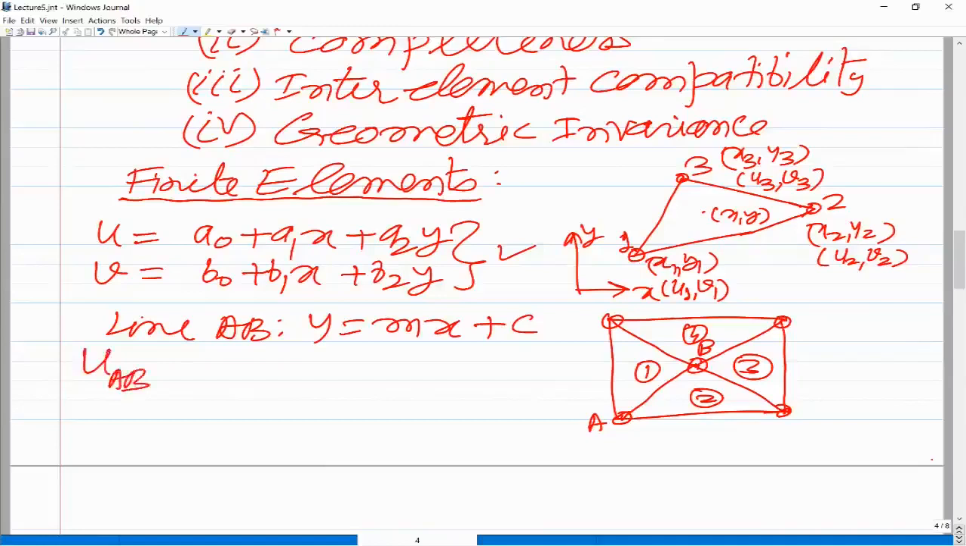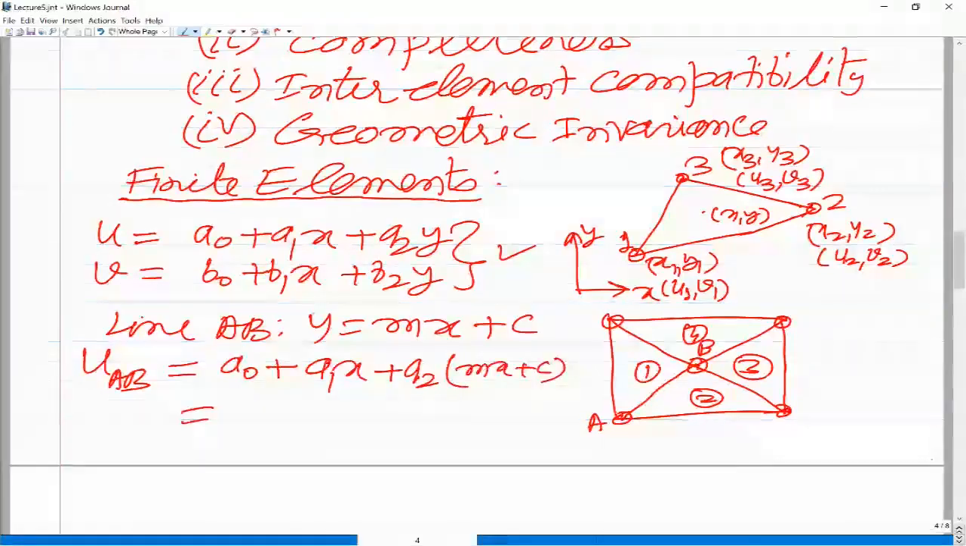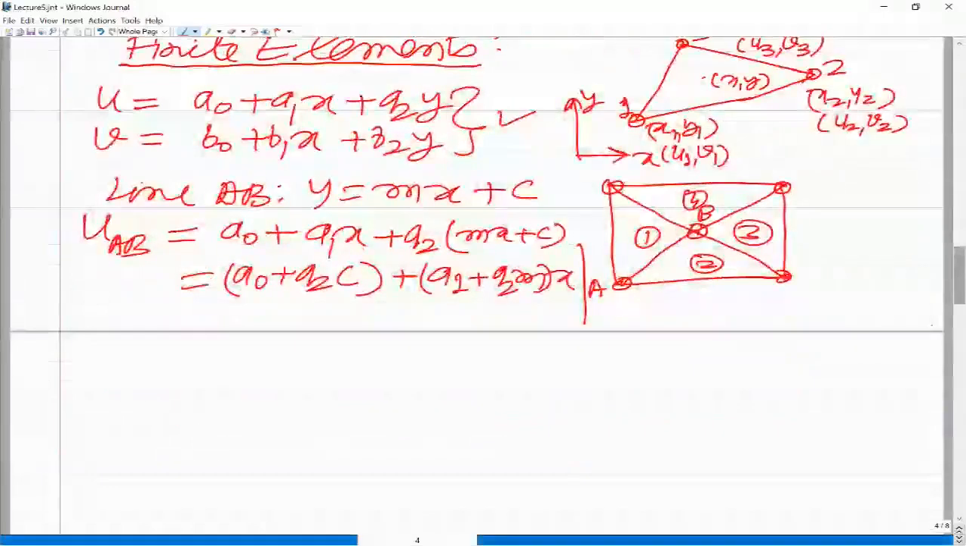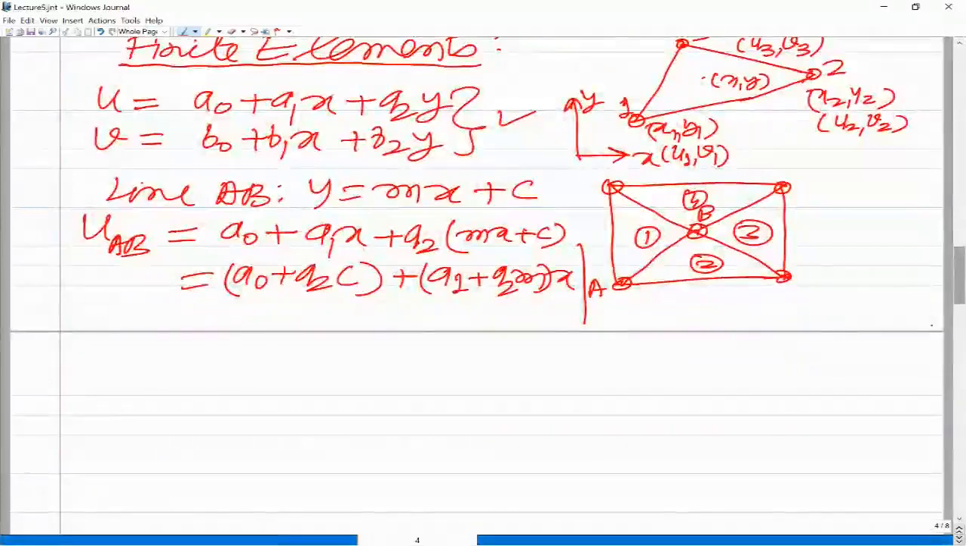So I'm just writing for a general case that U along AB would be A0 plus A1 X plus A2 into Y, but Y is MX plus C. So then you can write it as A0 plus A2 into C, which is a constant term, and then plus A1 plus A2 into M into X, which is a linear term. Similarly you can write this for V. So the variation of U along AB is linear in X.